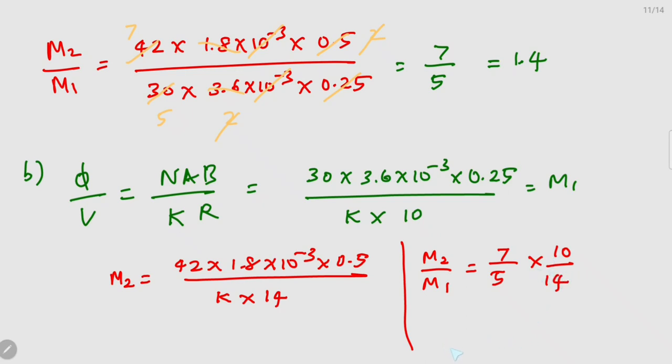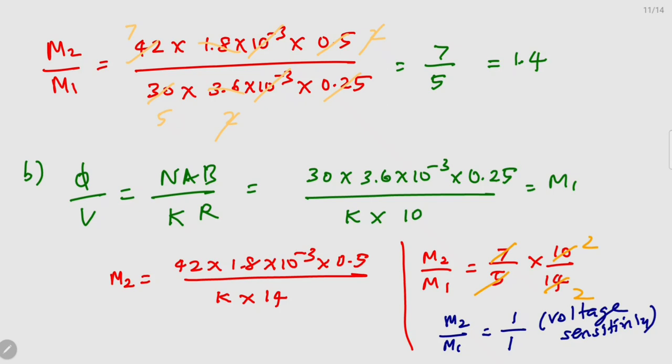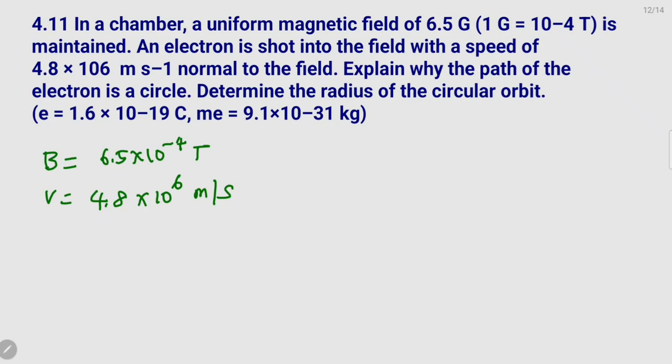So this will give me the ratio of voltage sensitivity, and if you just see here also, everything gets cancelled. So here the ratio of voltage sensitivity is coming 1 is to 1. So 7 by 5 is the ratio of current sensitivity, and 1 is to 1 is the ratio of voltage sensitivity. Yeah, now we'll move on to the 11th problem.